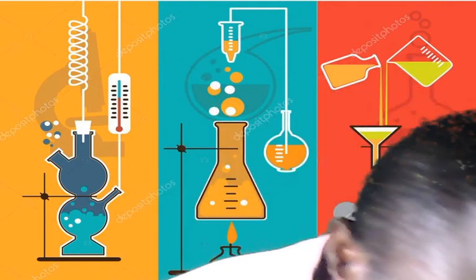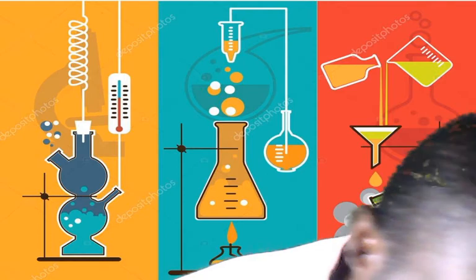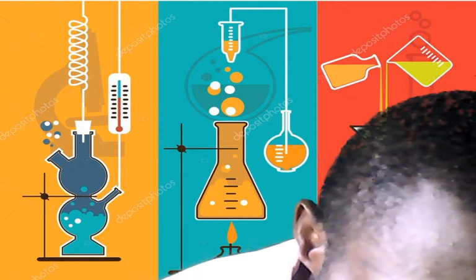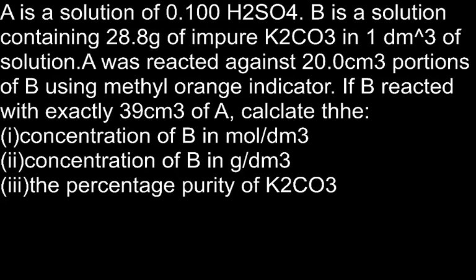So you can see the question here. A is a solution of 0.100 M H2SO4, and B is a solution containing 28.8 grams of impure potassium carbonate in 1 dm cube of solution.